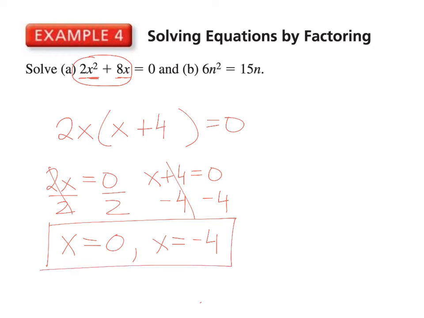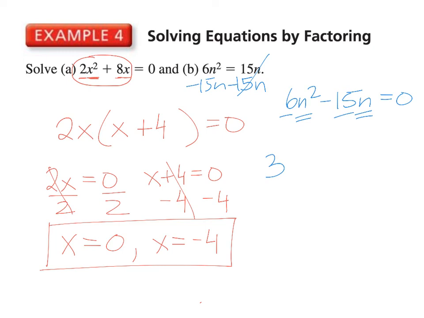Next example. Okay, first thing you want to do is push all your terms to one side so you get 0 on the other side. Here I'll subtract 15n. All right, so I get 6n squared minus 15n equals 0. Okay, now, what's the largest number that you could divide into 6 and 15? That would be 3. Here I have 2 n's, here I have 1 n. If I have to pull an equal amount of n's out of each term, what's the most you could pull out? 1n.